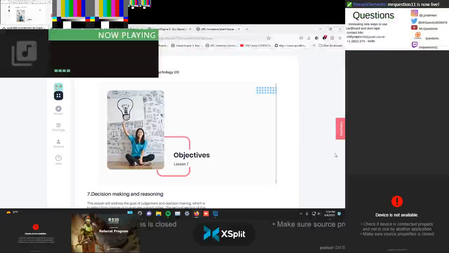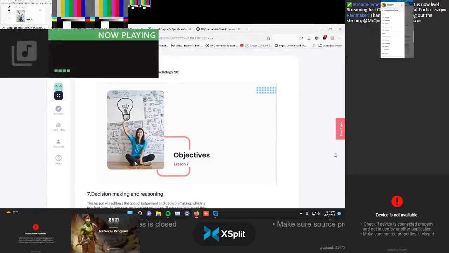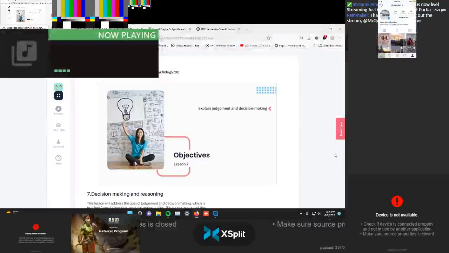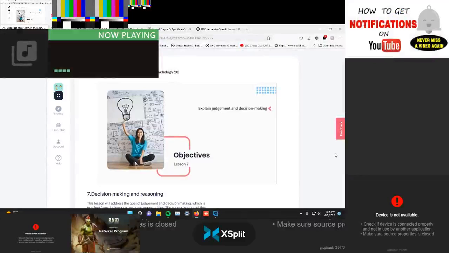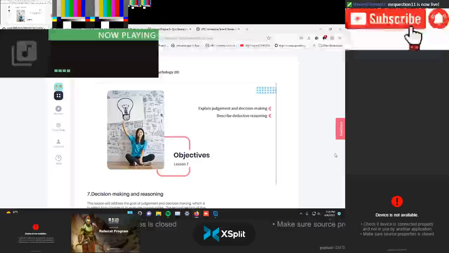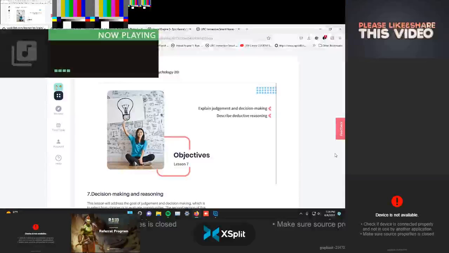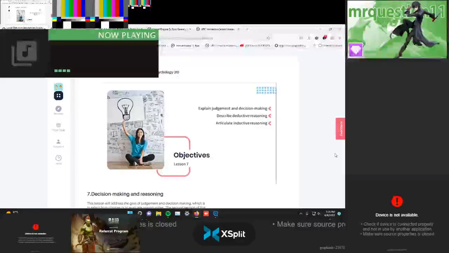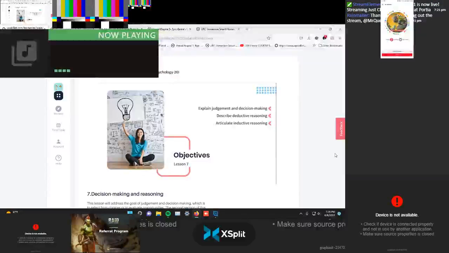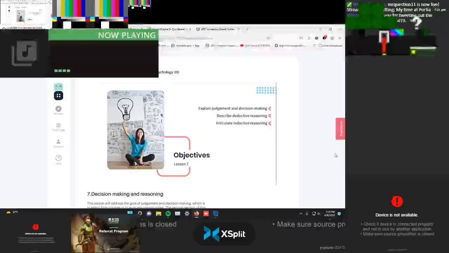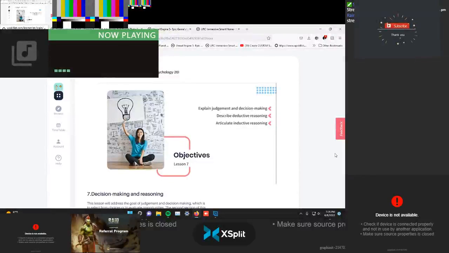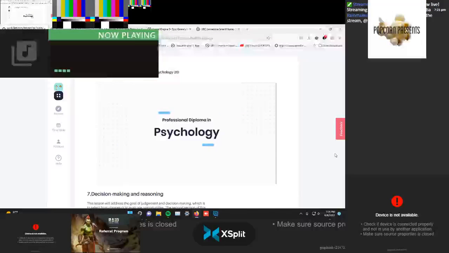The three core objectives for this class include to explain judgment and decision making to you, to describe deductive reasoning and how this type of reasoning helps you reach a conclusion, and finally, to articulate inductive reasoning to you and how this type of reasoning also helps you to make decisions, inferences, and come to conclusions. Let us start our lesson, class.